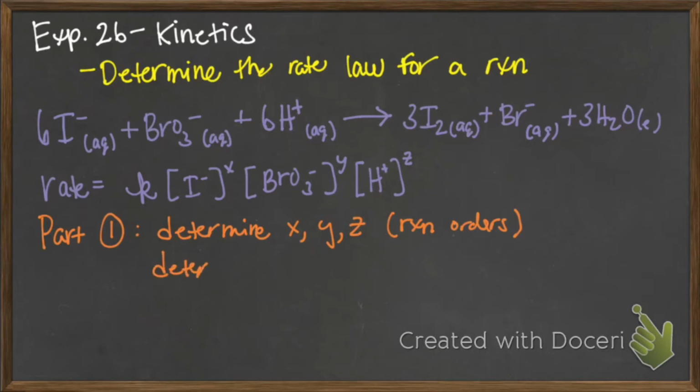Once we have that, then we can determine the value of k, which is the rate constant, which is a constant at a given temperature. So in part 1, we will be doing the experiment at room temperature, which should stay pretty constant.